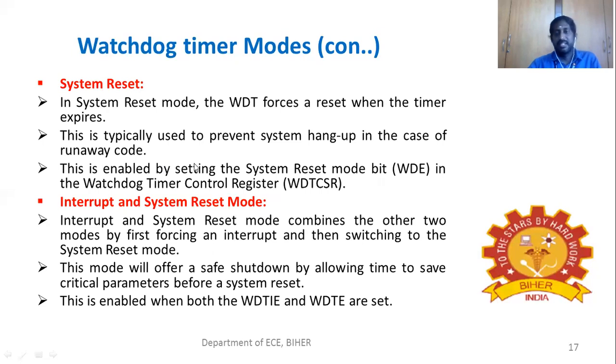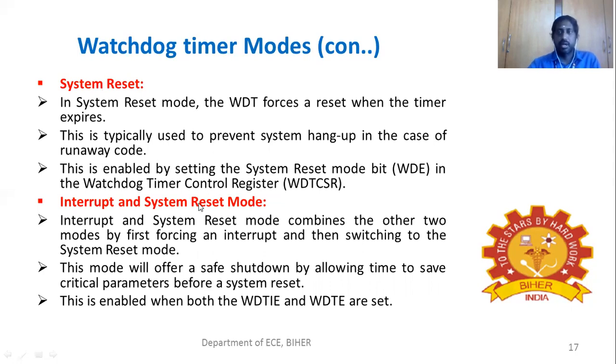This is enabled by setting the system reset mode bit in the watchdog timer control register. In the previous case it is enabled by an interrupt bit. Here it is enabled by a system reset mode bit in the watchdog timer control register. So in both cases, we are using the watchdog timer control register. We are enabling different bits, like the interrupt bit or the reset mode bit, in the watchdog timer register.